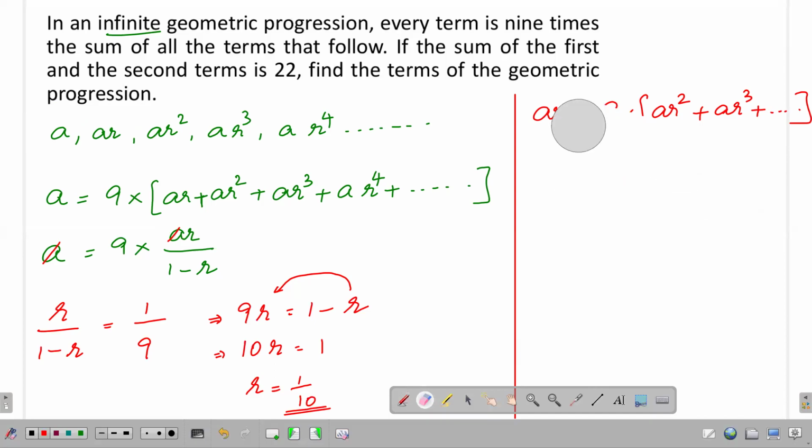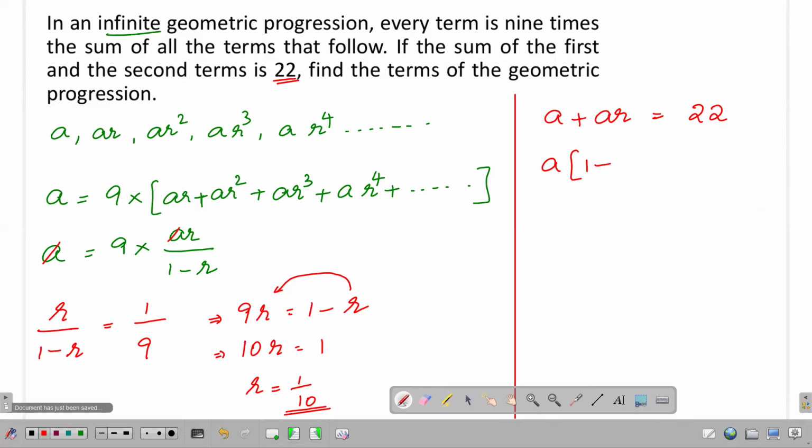Don't worry. We can see that now the sum of the first and the second term is given as 22. So a plus ar is given as 22. There is no need to consider the one I just did. a plus ar is equal to 22. They gave you this input, right? So I can say a is a common factor. I can take it out. a into 1 plus r is equal to 22.